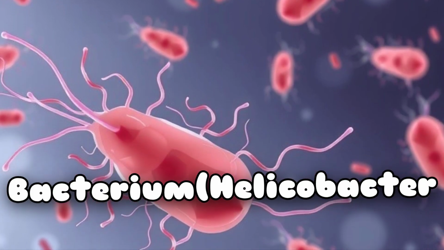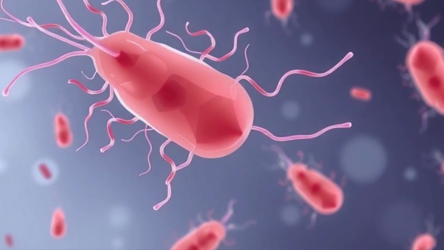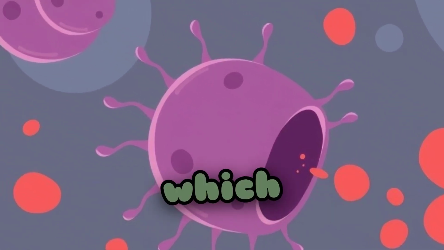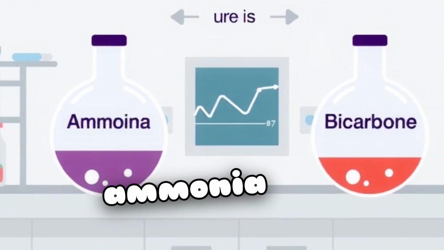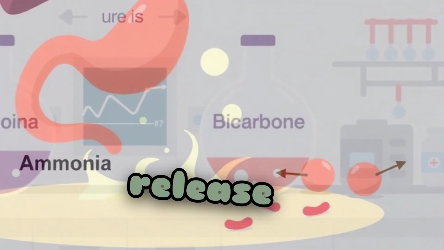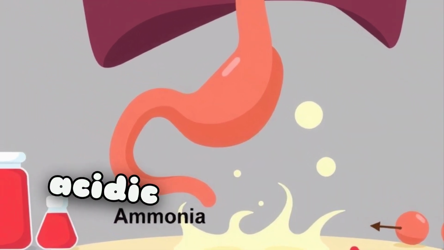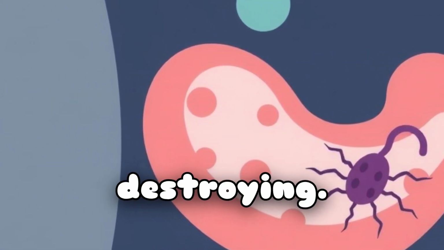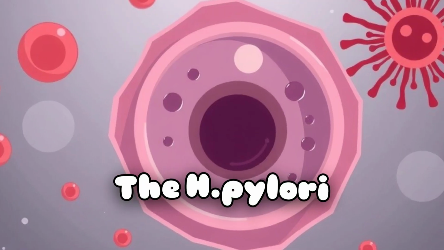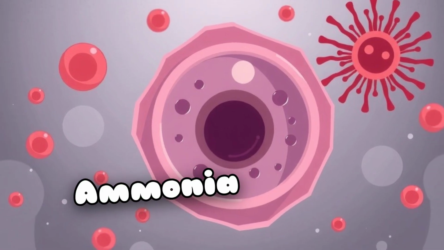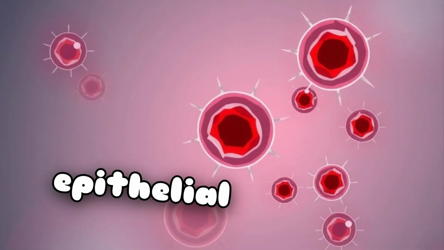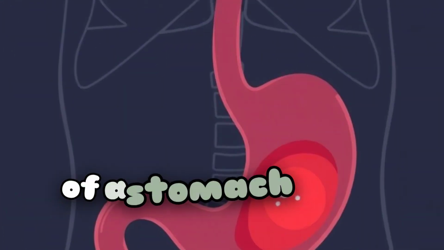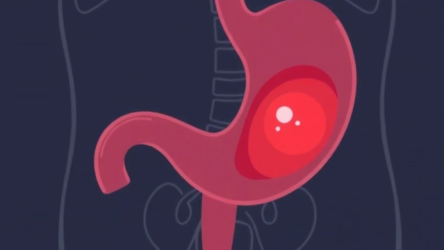H. pylori bacterium, Helicobacter pylori. The H. pylori bacteria excretes the enzyme urease, which converts urea into ammonia and bicarbonate. The release of ammonia neutralizes the acidic environment of the stomach, which explains the difficulty in destroying the H. pylori bacterium. Ammonia is toxic to the epithelial cells and damages them. Hence, the beginning of a stomach ulcer takes its course.